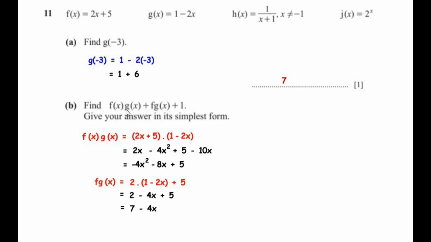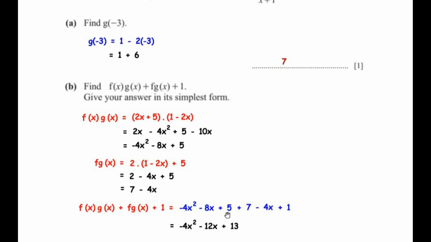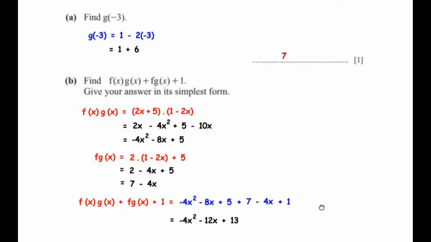Now let us consider the given expression. In place of f of x times g of x, we write its value, that is minus 4x square minus 8x plus 5, and plus f of g of x. In place of this we write plus 7 minus 4x plus 1. Now simplifying and adding the like terms, since there is no other x square term, the minus 4x square remains the same. Minus 8x and minus 4x are like terms, so adding them together gives us minus 12x, and 5 plus 7 is 12, and 12 plus 1 is 13. So this is the simplest form of the answer for the given expression. So this becomes our answer.